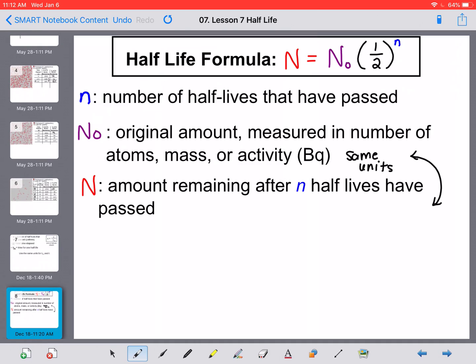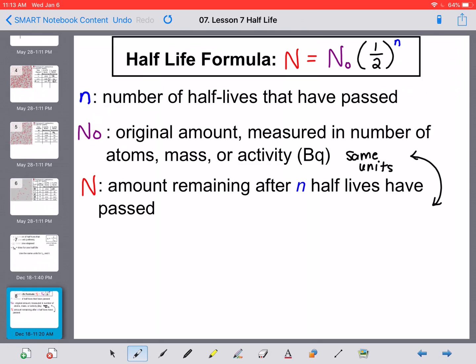Alright, here's the half-life formula. This one is on the formula sheet. So just be careful because here we have an uppercase N and a lowercase n, and they are 2 different things. So lowercase n, as we said on the last slide, is the number of half-lives that have passed. Uppercase N with a little 0 next to it is the original amount.